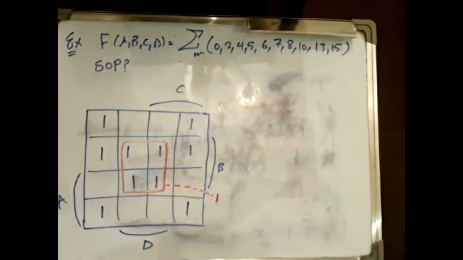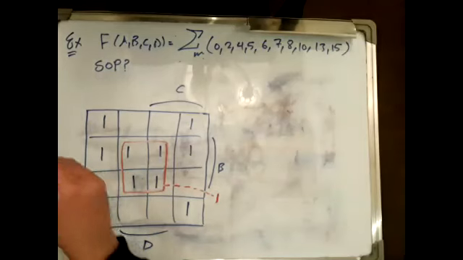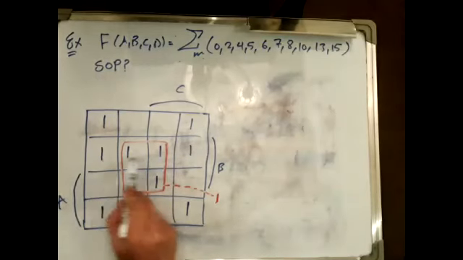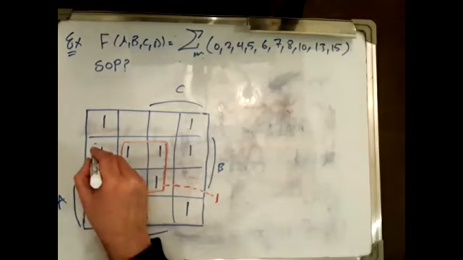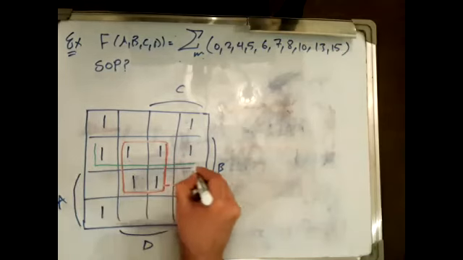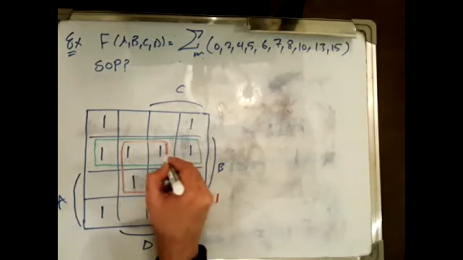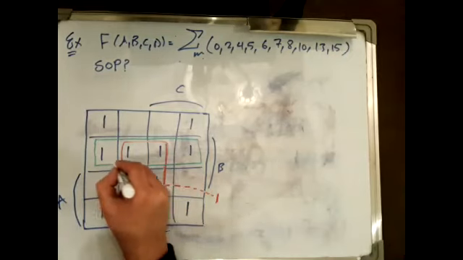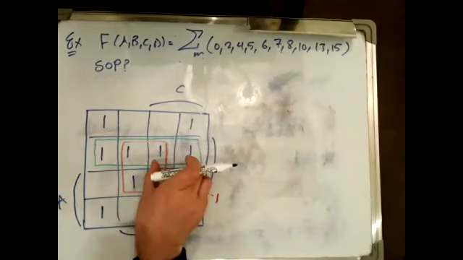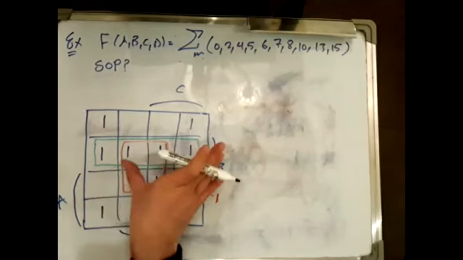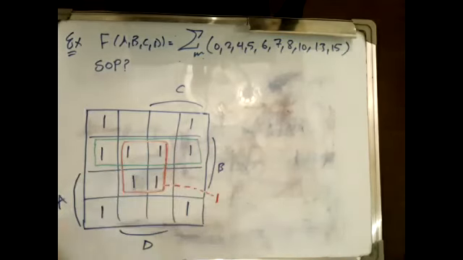This is number 1. This is prime implicant number 1. Now, if you look at these ones, we can group these together like this, because this one is adjacent to this one, and this one is adjacent to this one, and the two rectangles that you can draw here are also adjacent, so you can combine them. So this is number 2.